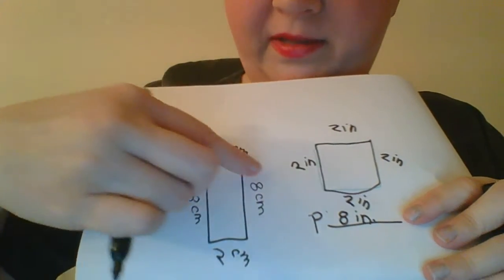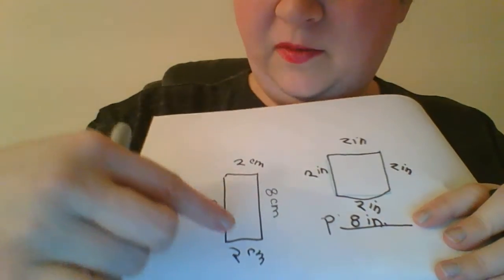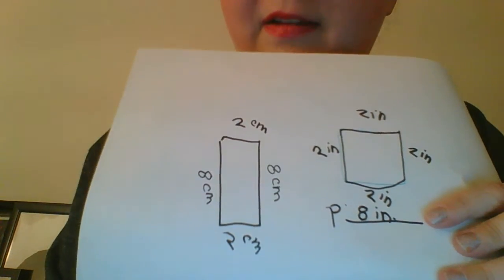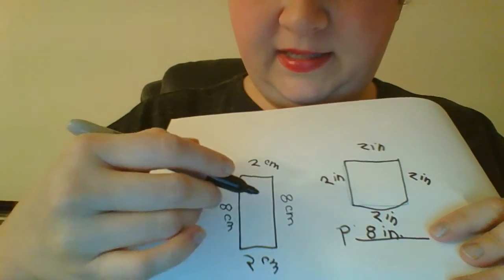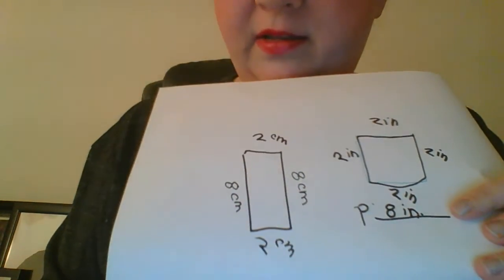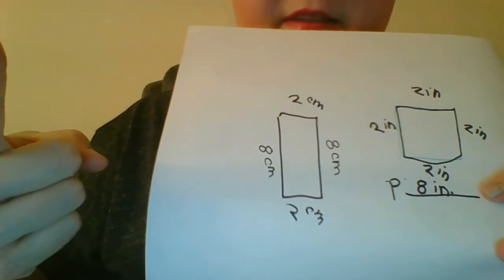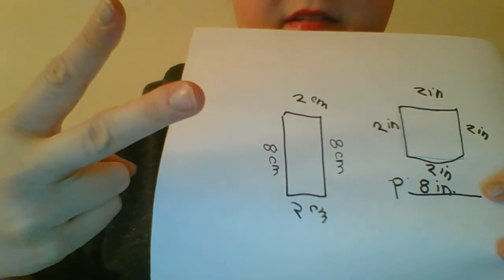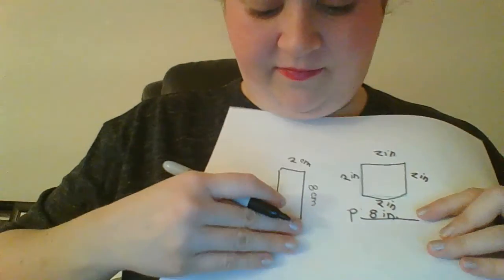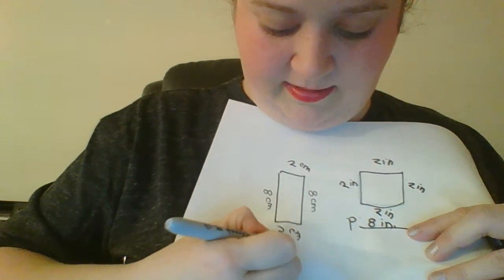So what is 8 plus 8, boys and girls? You're right, it's 16. What is 2 plus 2? You're right again, it's 4. So I'm going to add 16 plus 4, and that's going to give me my perimeter. So ready? Let's do that. 16, let's add 4. 17, 18, 19, 20. So the perimeter of this rectangle that I made up is 20.